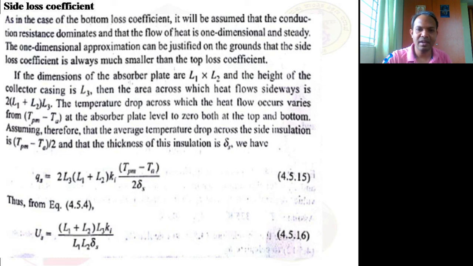So this is the area into the thermal conductivity K, and then (TPM minus Ta) divided by 2 into delta X. The factor 2 is there only because, with TPM minus Ta, the losses through the side insulation are half of the major losses. Now if I simplify this, I will get US equal to (L1 plus L2) into L3 into K divided by L1 L2 into delta S.